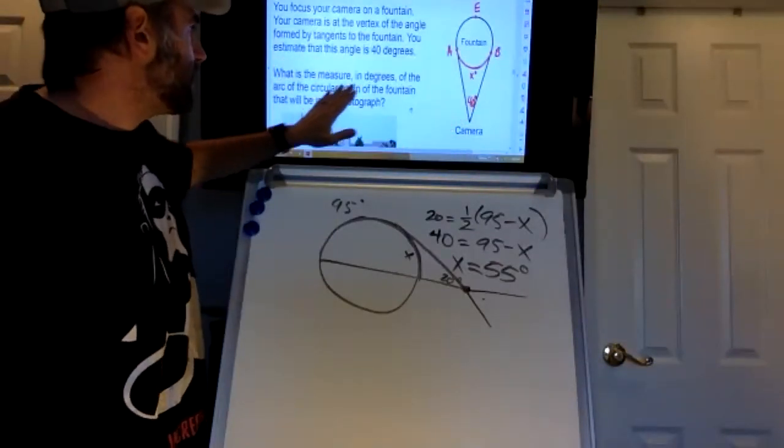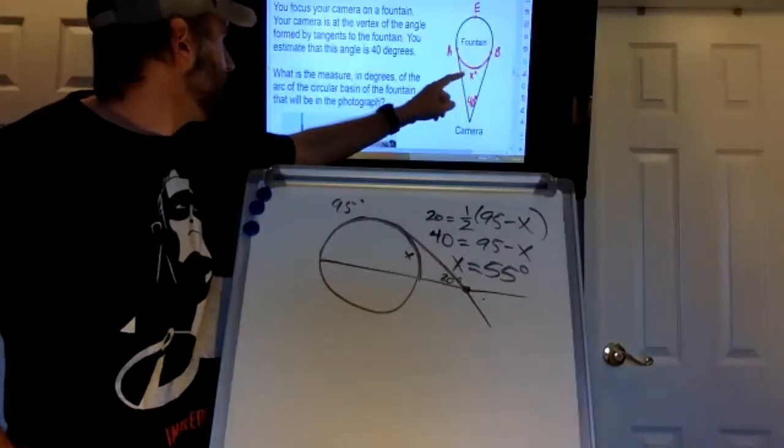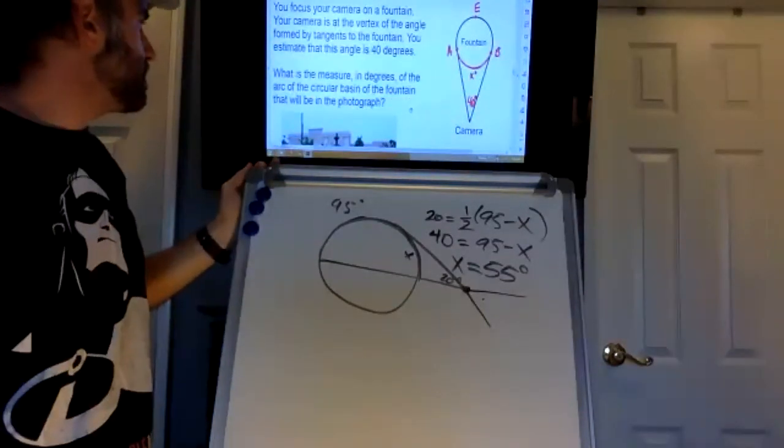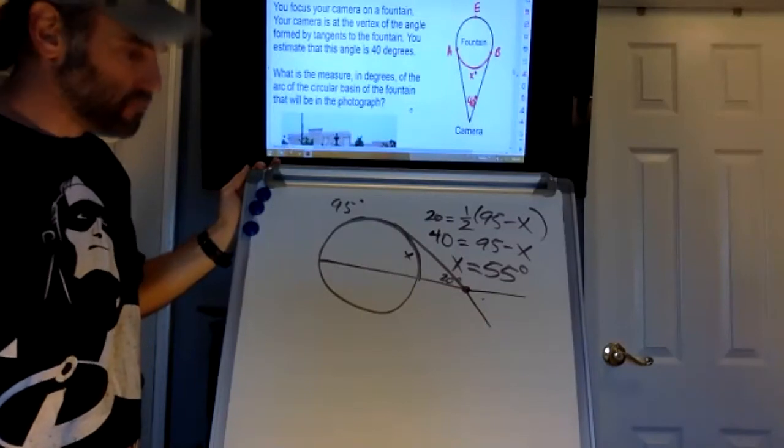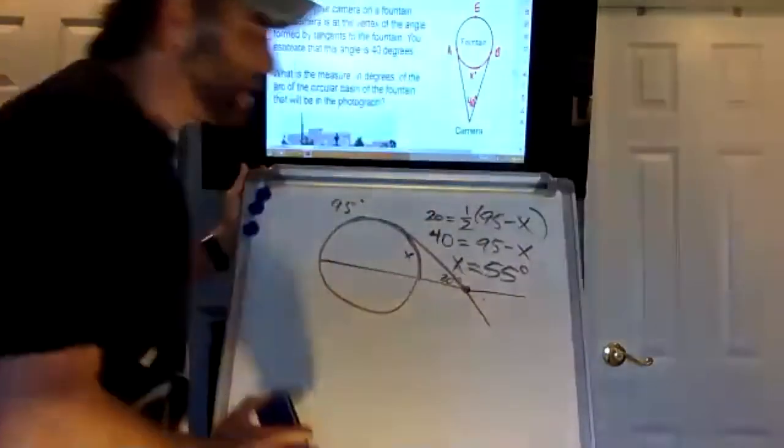You estimate that this angle is 40 degrees, this angle formed. What is the measure in degrees of the arc, that's x here, of the circular basin of the fountain that will be in the photograph? And now we should know pretty quickly. That was our last. Supplementary.